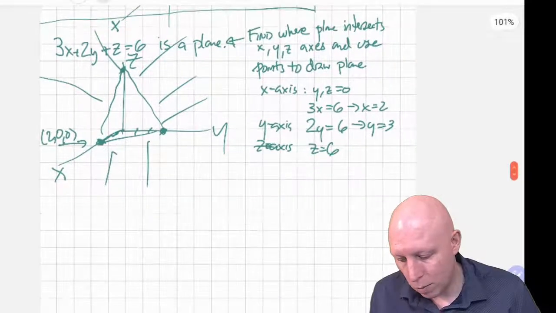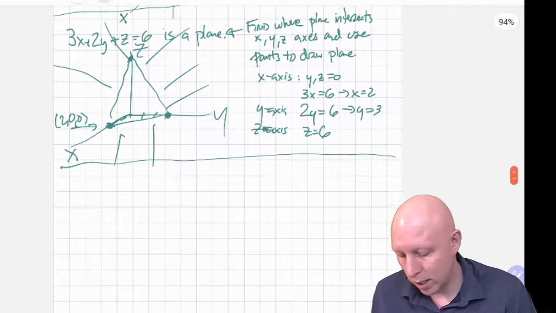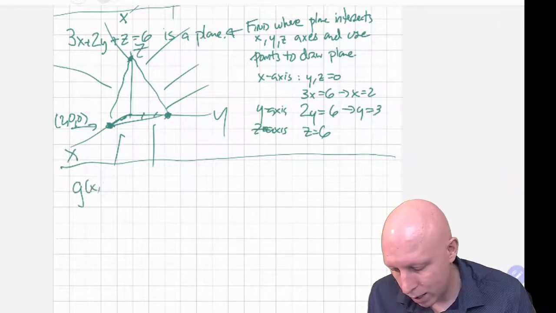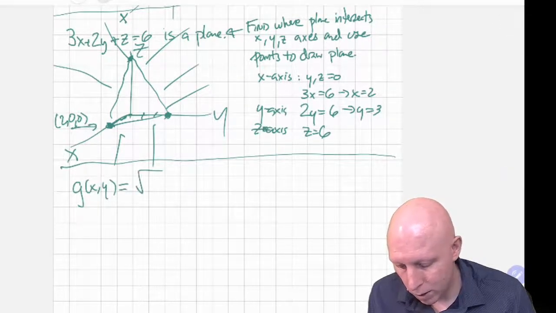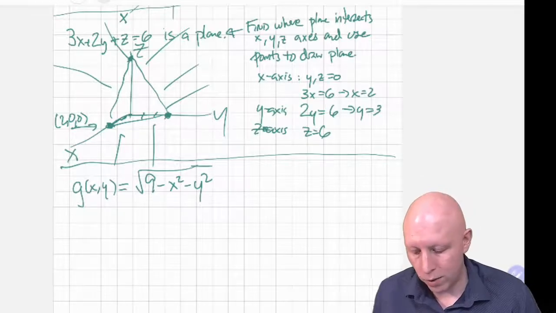So let's draw one more example. One more example would look like g of xy is equal to the square root of 9 minus x squared minus y squared. So let's first think about the domain.